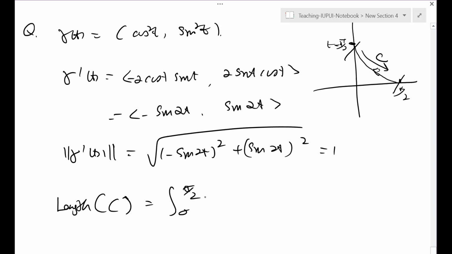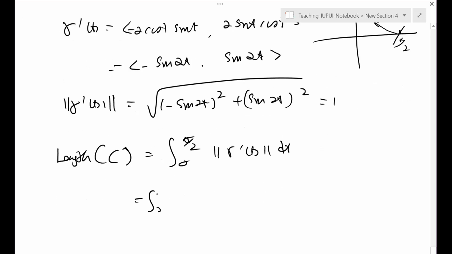It's the integral from 0 to pi over 2. Okay, so it's pi over 2. That's not too bad. Yeah, we found it. I'm done with the 3 sections. Okay, today is basically about curves, tangent line, tangent vector, the length of a curve.